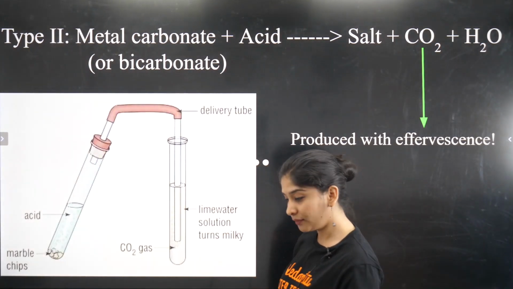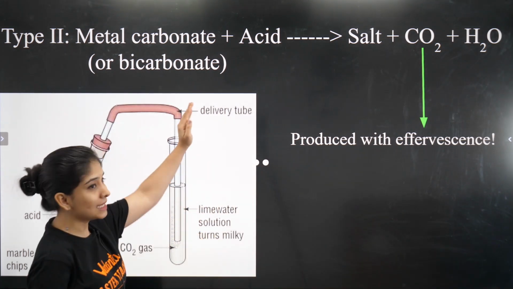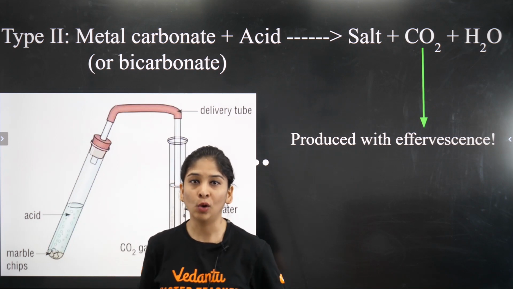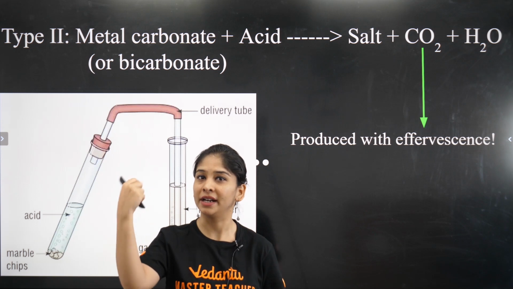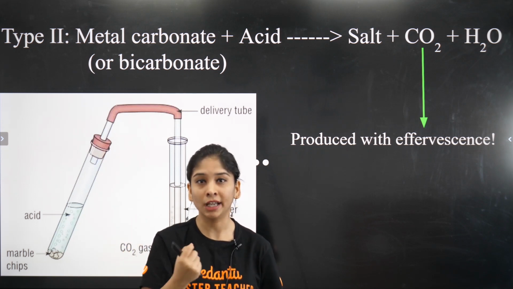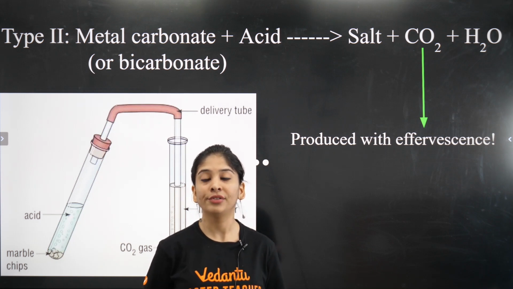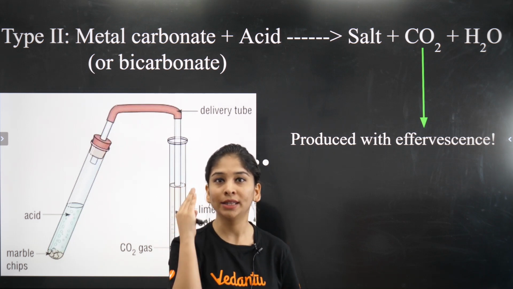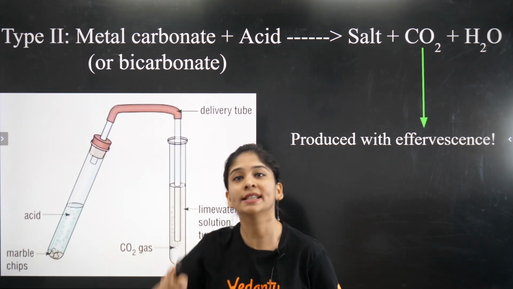Now one more category, bacha log, reaction of acid with some metal compounds. So we can take metal carbonate as well as metal bicarbonate as well as metal oxide. Let's do it one by one. First we are going to talk about the reaction of acid with metal carbonate. Even you can take bicarbonate because they are going to behave in the same way.